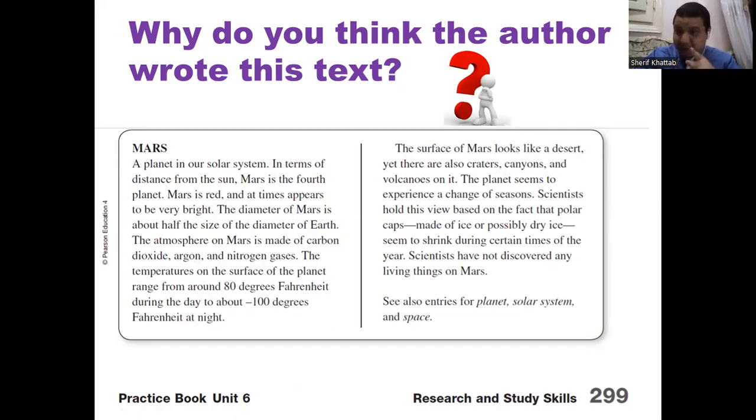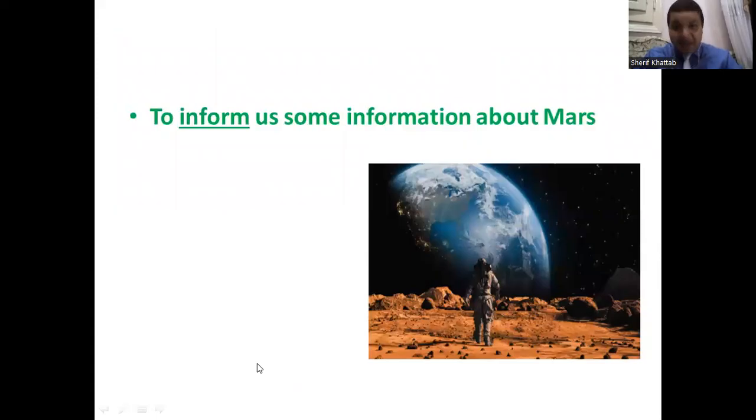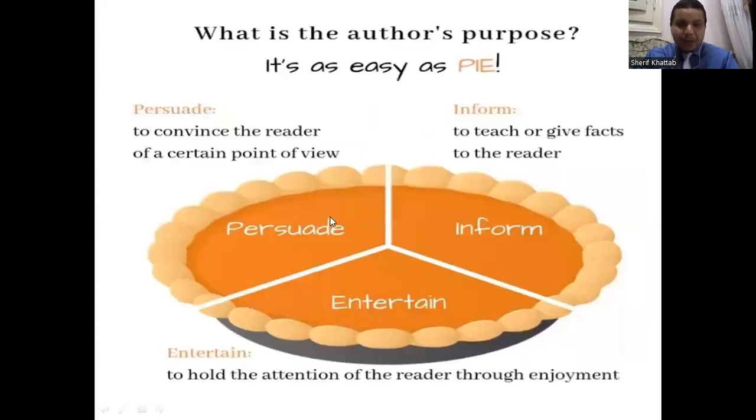You have the chance to think first. Yes, I can hear your answer. Good. Actually, the author wrote this kind of text to inform us, to give us some information and some facts about Mars. Correct. So, what is the author's purpose? Actually, the author's purpose in brief is why the author wrote this text.